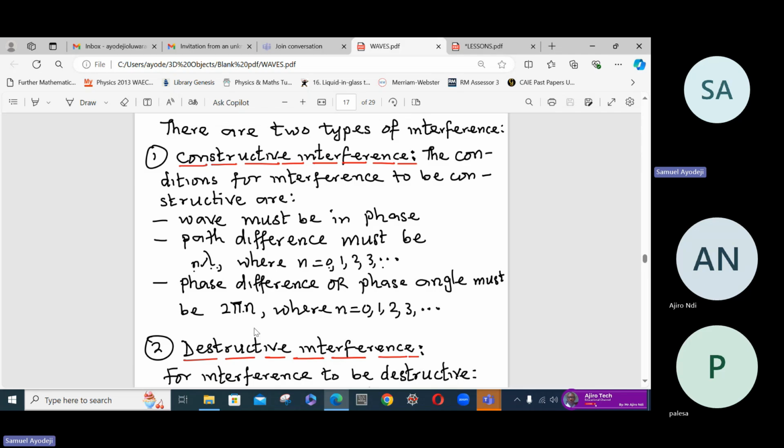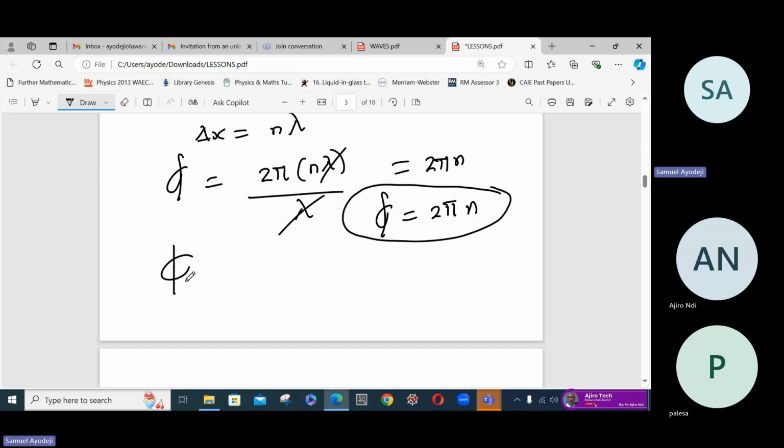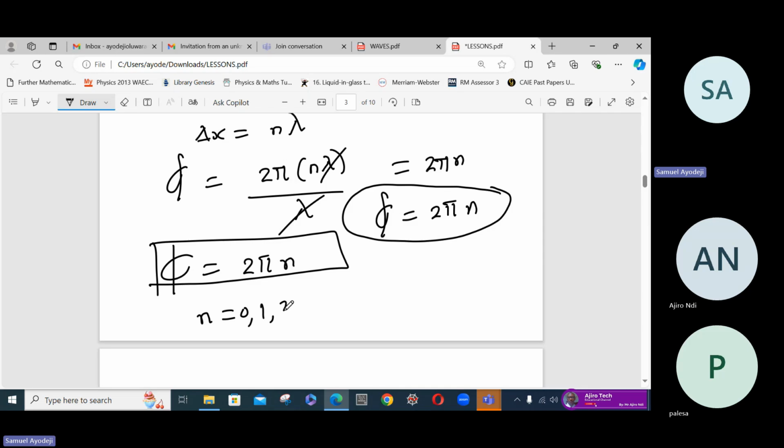So in this case, I want you to generate four values for me. For phi, I have 2 pi n. Remember, n starts from 0, 1, 2, 3, 4, and so on. So first, n is 0. What happens to phi at n equal to 0? It is 0. For the second one, n is equal to 1. What are you going to have there? 2 pi.